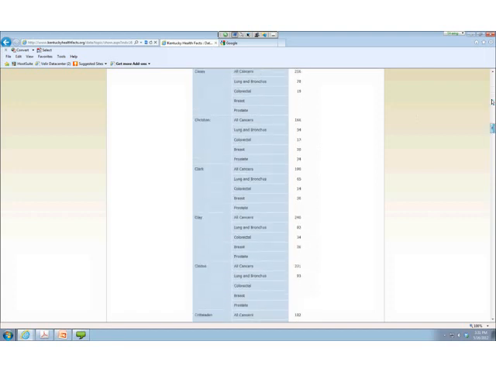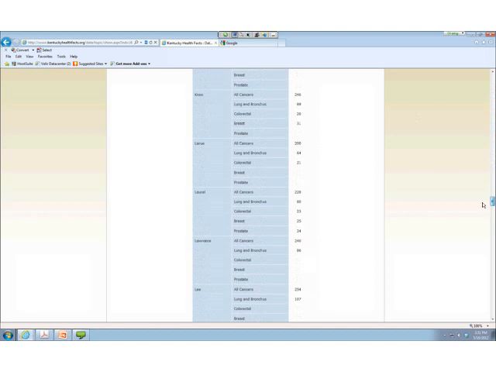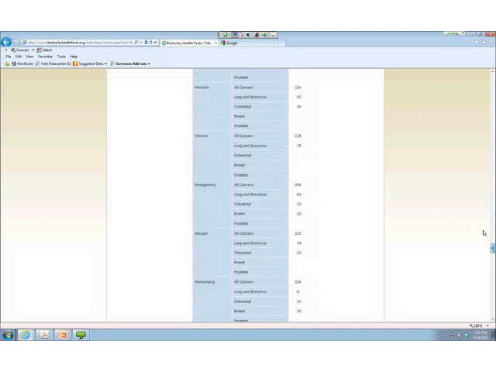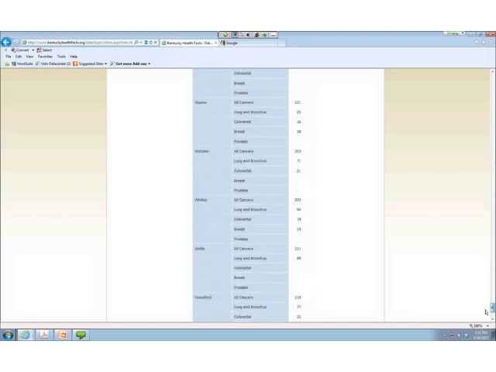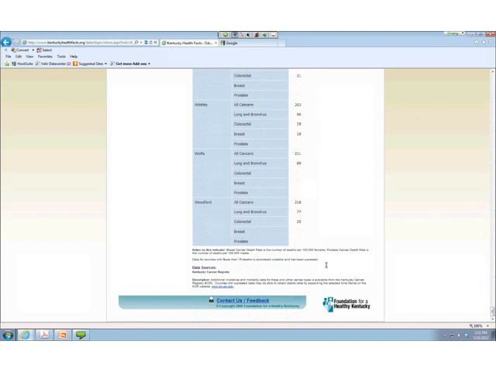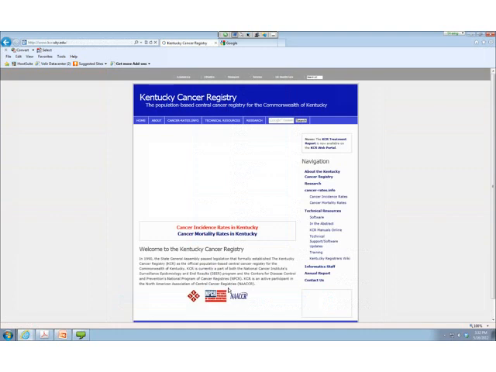sorry for making everyone dizzy. Scrolling to the bottom, we see the description of the source that this comes from, the Kentucky Cancer Registry, and there is a link to the original data source. So we could go directly to the Kentucky Cancer Registry to find out what else they know about this information. And this is the Kentucky Cancer Registry's website.